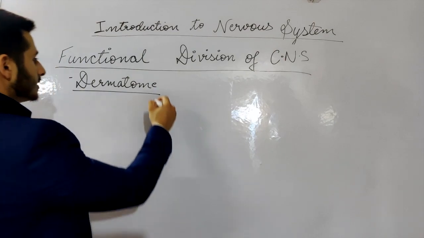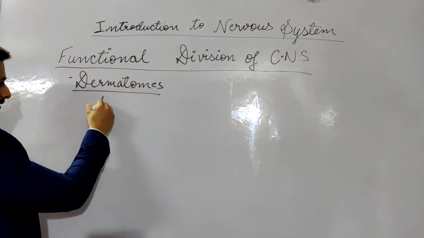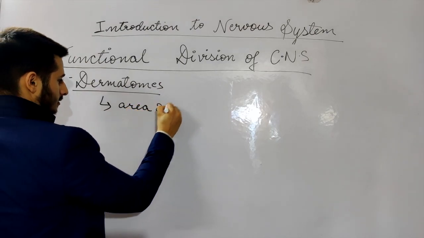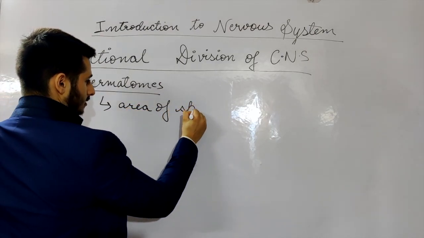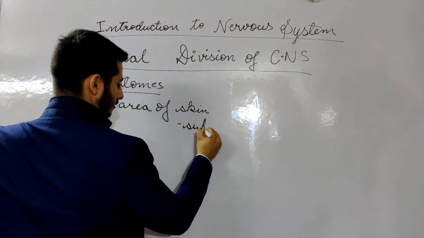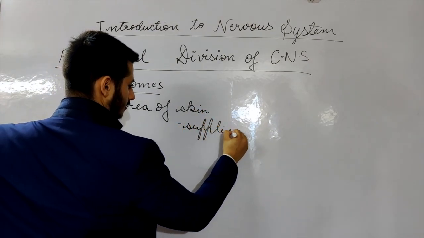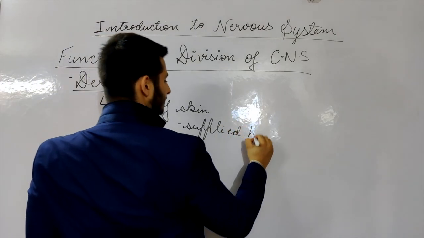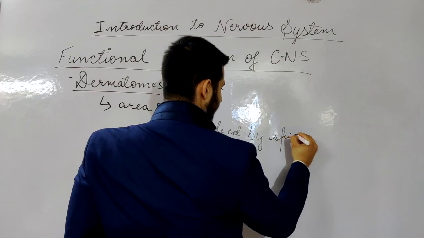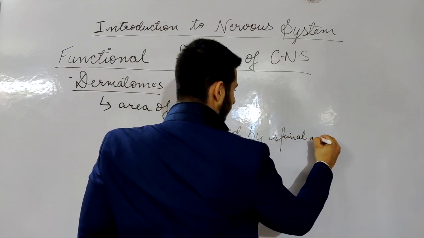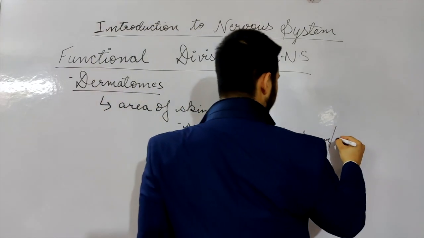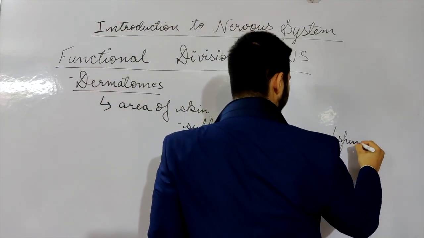So what is a dermatome? A dermatome is an area of skin that is supplied by a specific spinal nerve, or a specific spinal cord level.